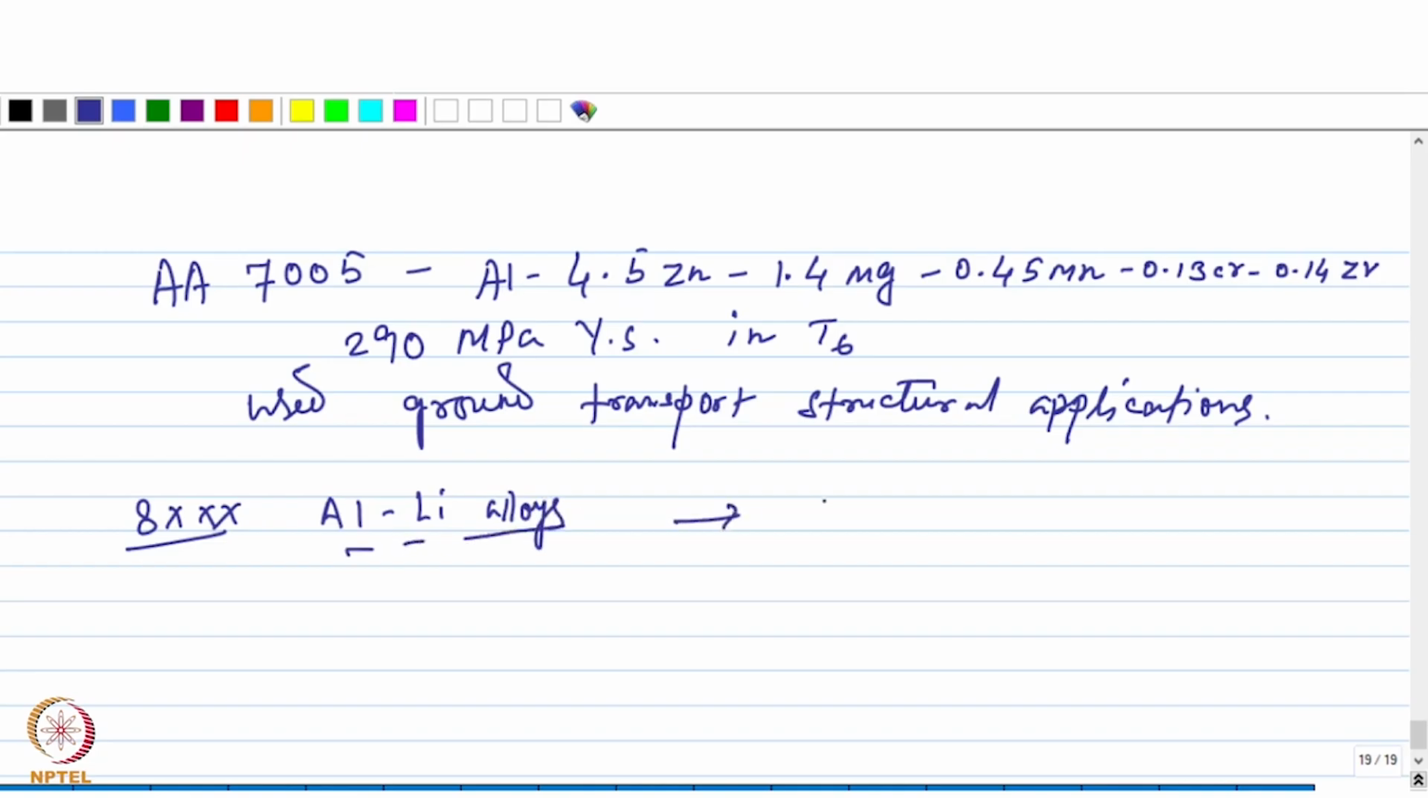You can say this is the lightest among the aluminum alloys because of the presence of lithium here, which is the lightest metal that you can think of among the commonly available metals, or the alloying elements, which can be added to aluminum. And therefore, 1% addition of lithium can reduce the weight by 3%, can reduce the density by 3%.